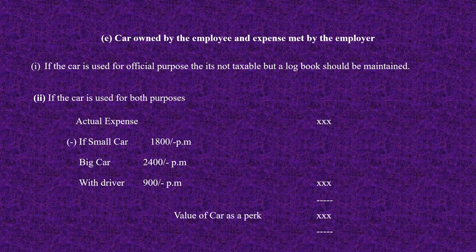The fifth situation under the motor car rule is the car is owned by the employee and the expenses are met by the employer. So here it is different. All the previous cases are where the employer is having the car and giving it to the employee. Now the case is where the car is actually owned by the employee himself, but all the expenses will be taken care of by the employer. So again, here two things you need to remember.